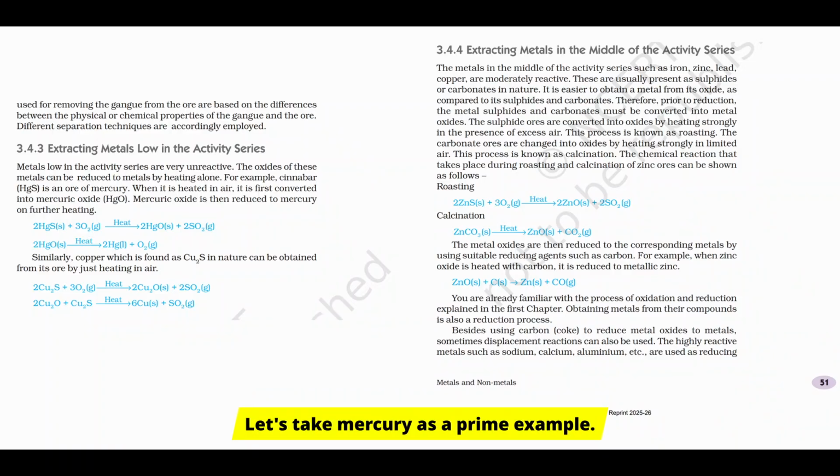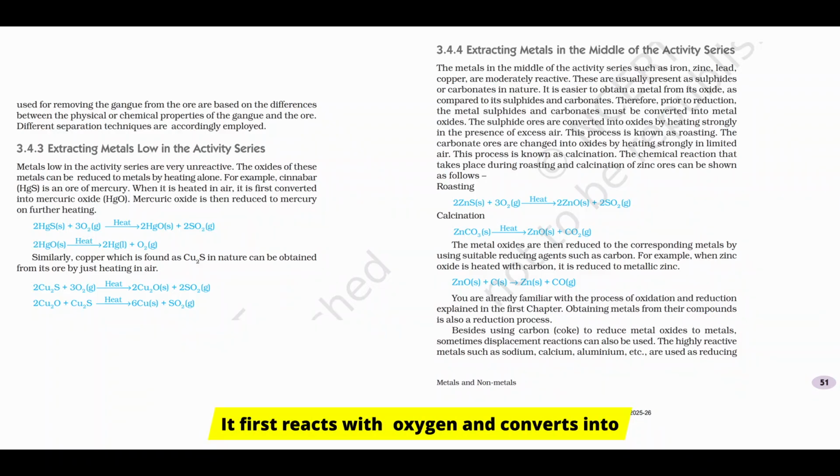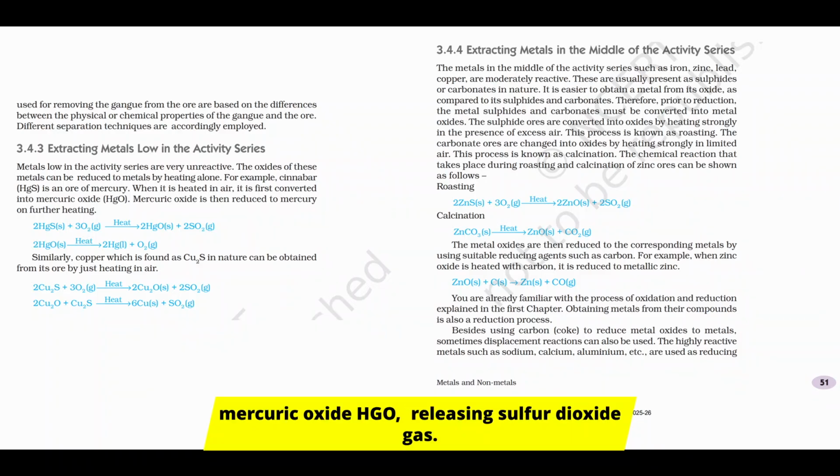Let's take mercury as a prime example. Its common ore is cinnabar, which is mercuric sulfide, HgS. It's a red mineral. When cinnabar, HgS, is heated strongly in air, a process called roasting, it first reacts with oxygen and converts into mercuric oxide, HgO, releasing sulfur dioxide gas. The reaction is 2HgS plus 3O2 gives 2HgO plus 2SO2. Then, on further heating, this mercuric oxide, HgO, simply decomposes.